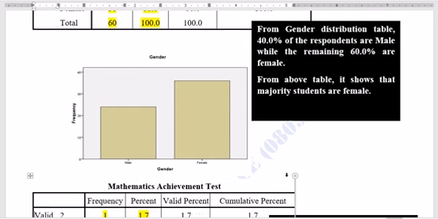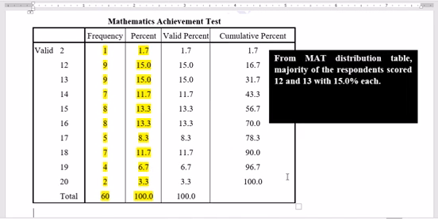Okay, the next one is the mathematics achievement test. Look at it. I have the frequencies here, 1, 9, 9, 7, up to 2, and these are the scores that they scored during the marking, from 2 to 20. Those that scored 2 are 1. Those that scored 12, 9. Those that scored 13, 9. Those that scored 14, 7. All along to those that scored 20, they are 2.